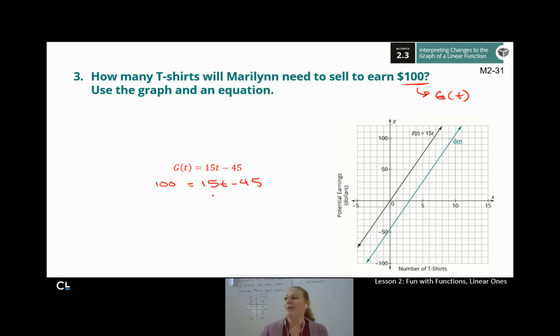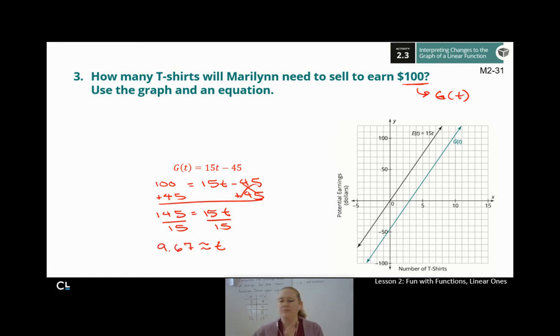Yay. And now, people, it's time to do the work. So I'm going to add 45 to both sides. So I have 145 equals 15t. I'm going to divide both sides by 15. That's my calculator, 145 divided by 15. And I find out that t is about, and I'm going to round it a little bit, 9.67.